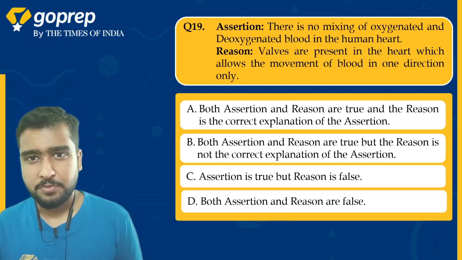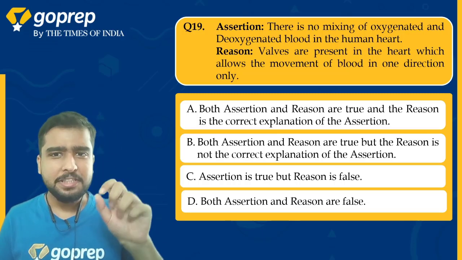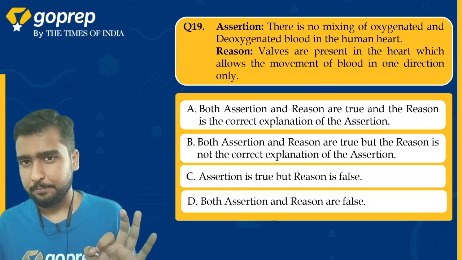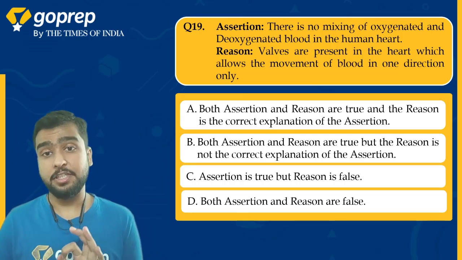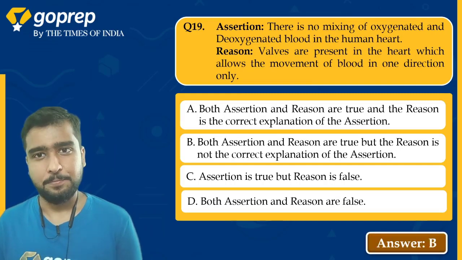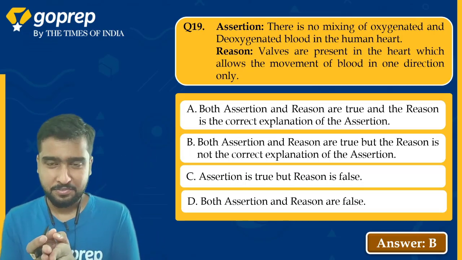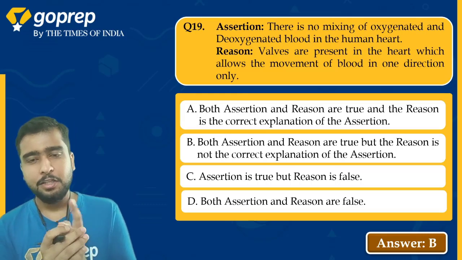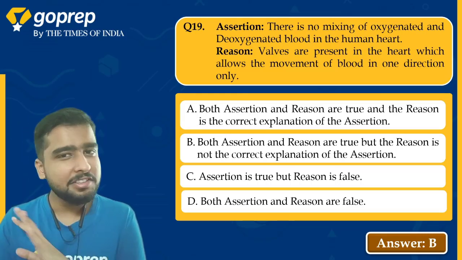Now reason सोच लो. Valves are present in the heart which allow the movement of blood in one direction. Beta, valves are present in the heart. True statement. It maintains unidirectionality, that is also a true statement, but it is not a correct explanation, right? The separation is brought by the septa, the wall in between the right and the left chambers, right? So both are correct statements, हालांकि explanation assertion का reason नहीं है.